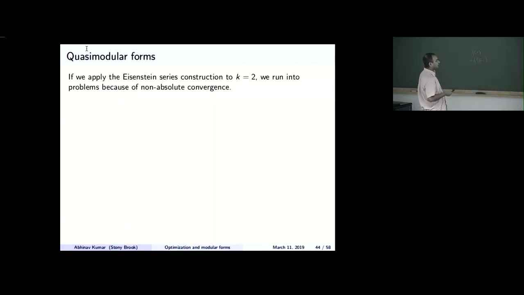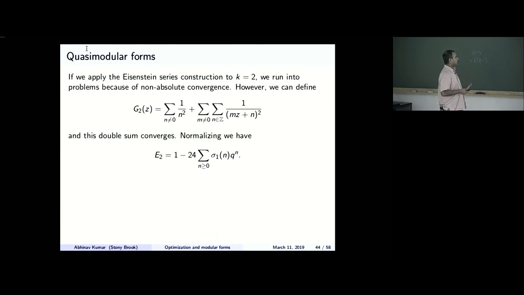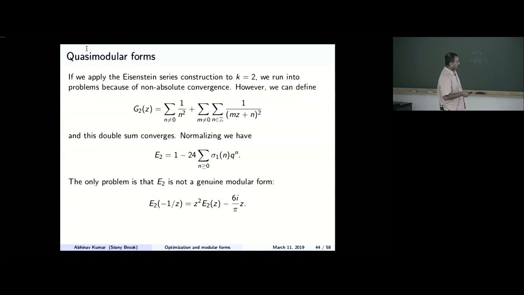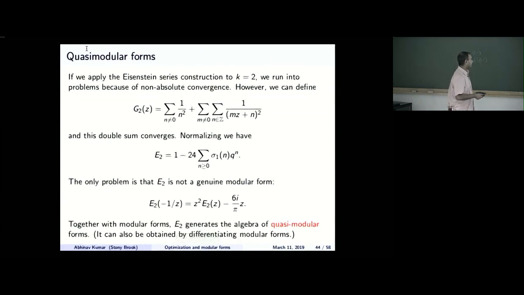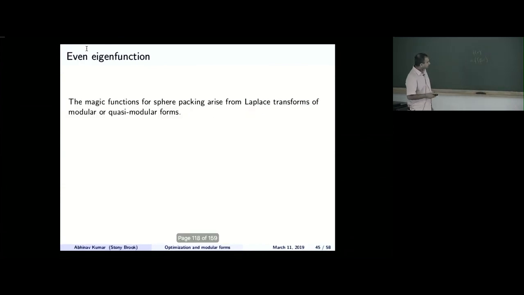We need one more, which is E2. If you apply the Eisenstein series construction to weight 2, it doesn't quite converge, but you can make it converge, and you get this q-series. The only problem is it doesn't transform properly when z goes to minus 1 over z. You don't quite get just z squared times the function, you get this extra error term. And so the algebra that this generates with normal modular forms gives you what are called quasi-modular forms. You can also get it by differentiating modular forms. This is something people have been studying a lot recently, with quantum modular forms and so on.